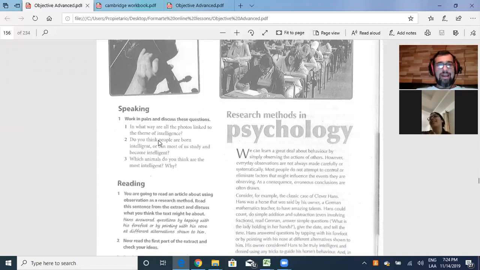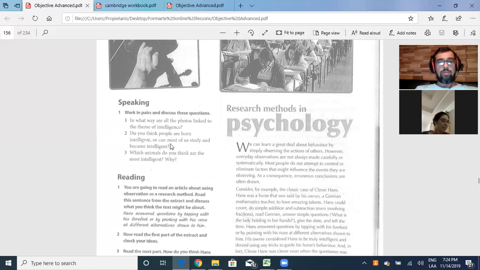Okay, what about number two? It says, do you think people are born intelligent, or can most of us study and become intelligent? This is a controversial question. It is, yeah. Well, yes, I think that people are born intelligent. Of course, you can improve your intelligence if you study, and if you are interested in something specifically, you can improve your intelligence.